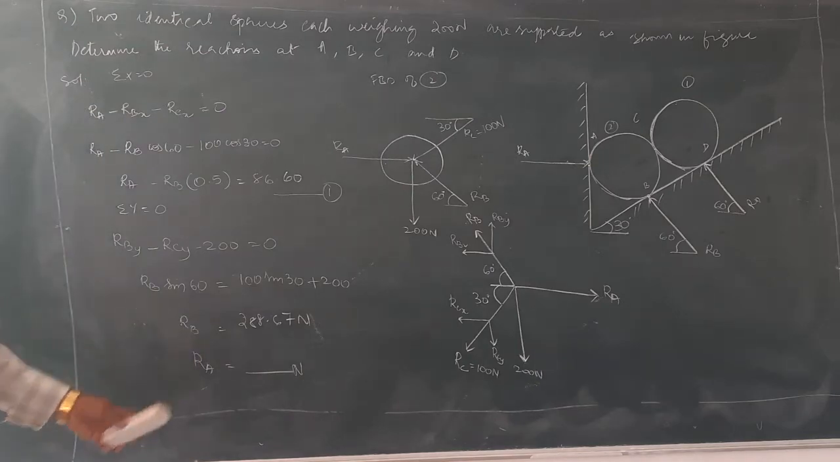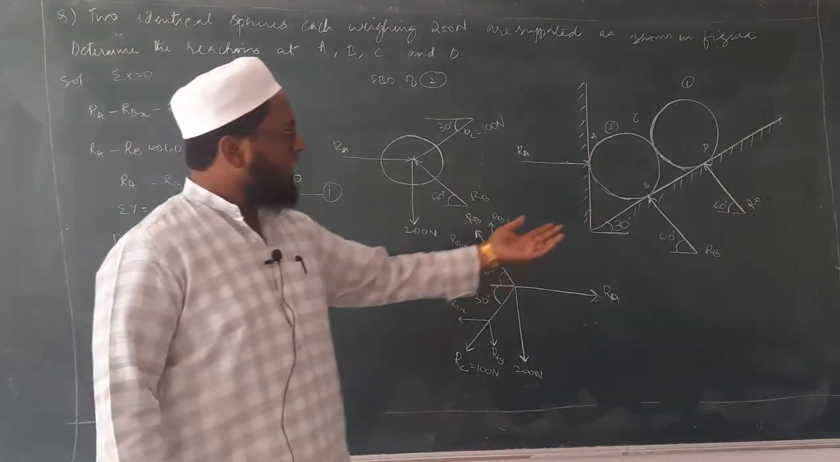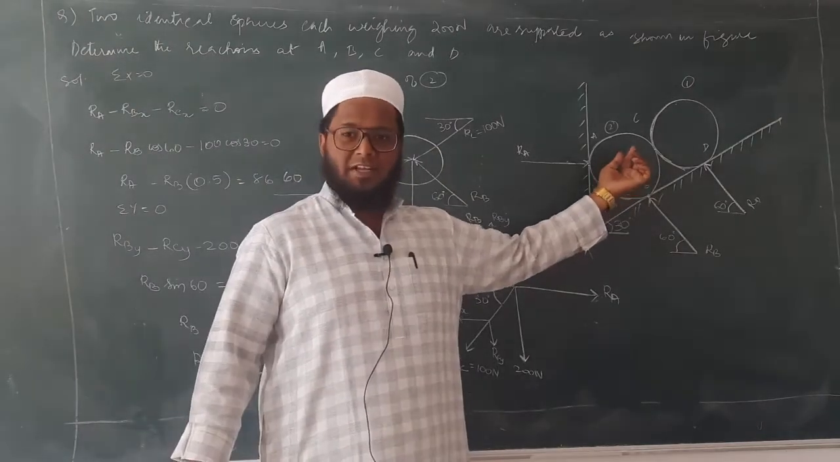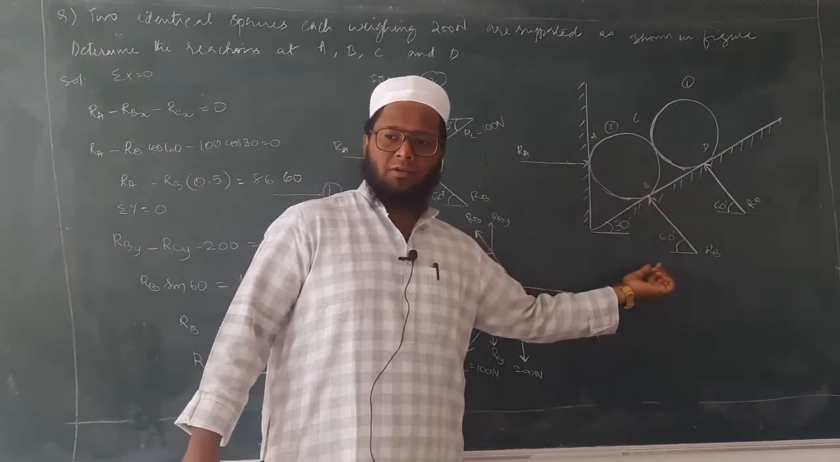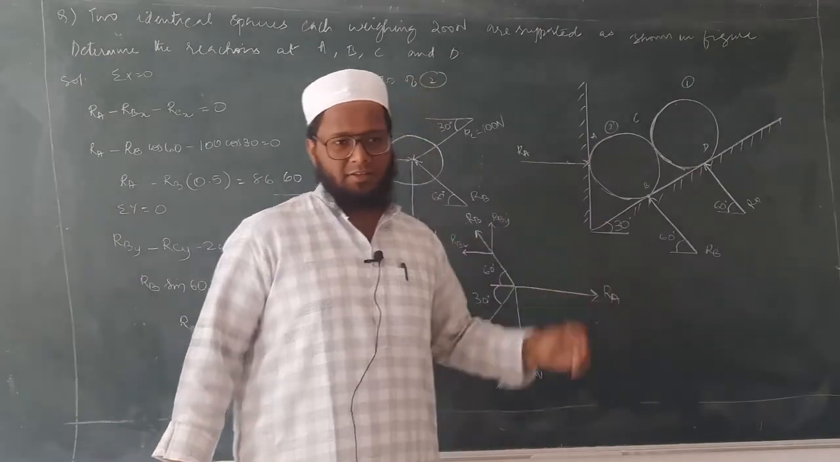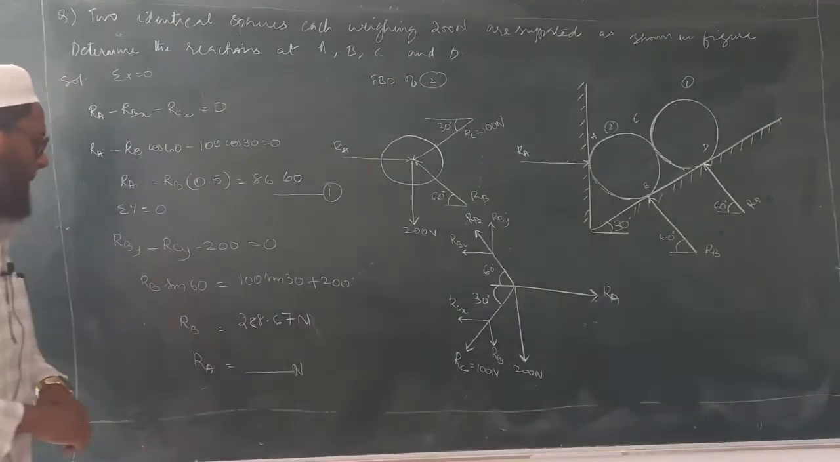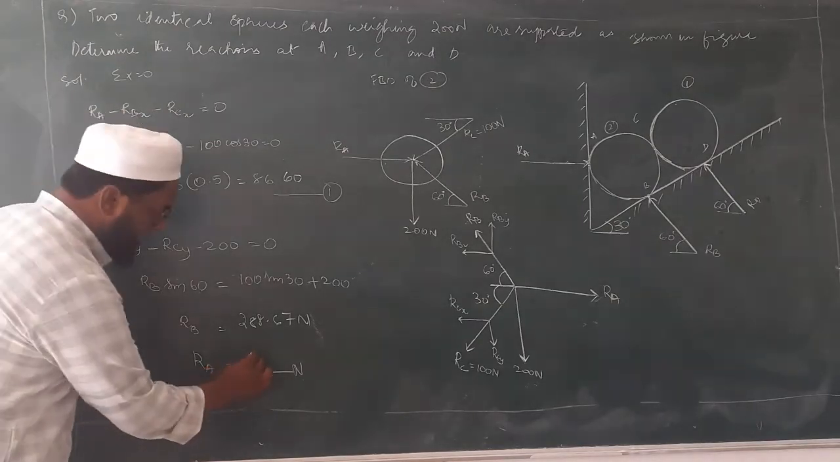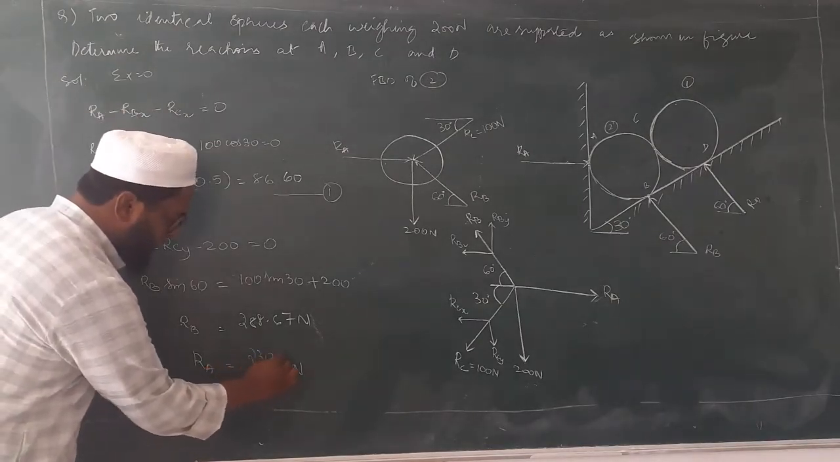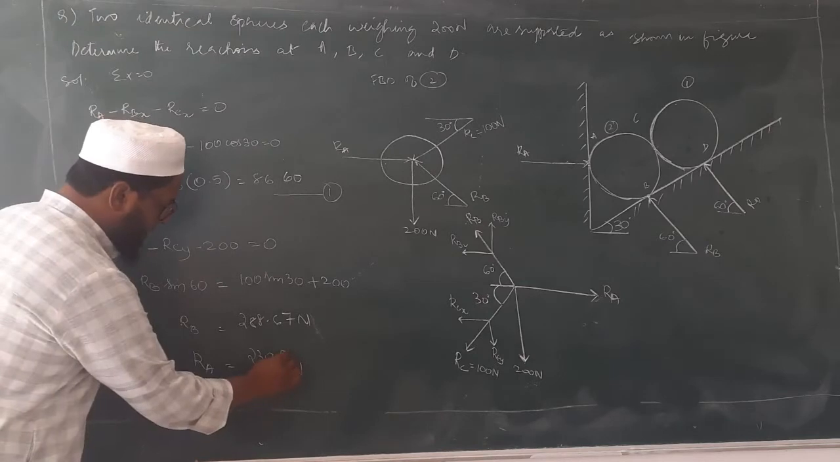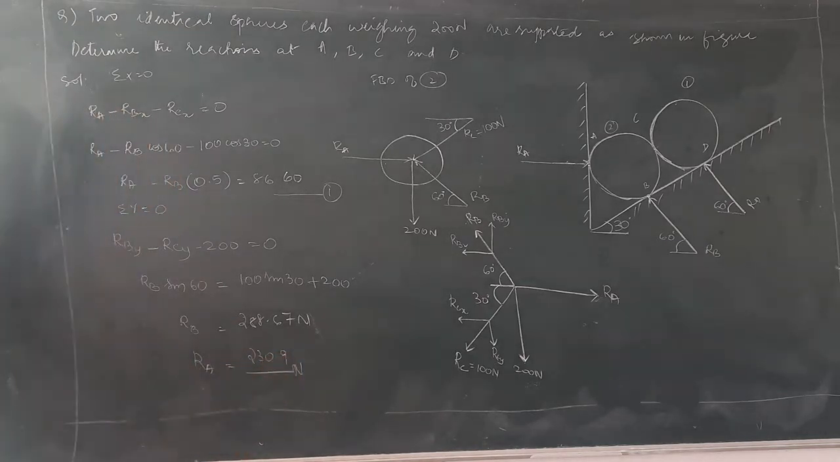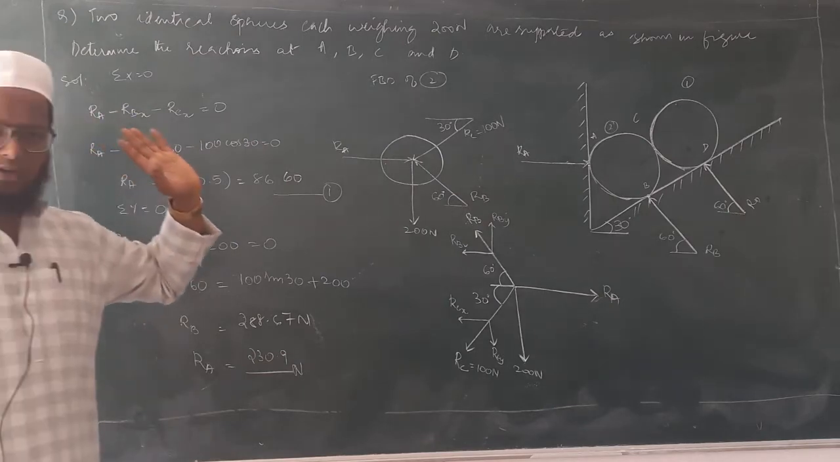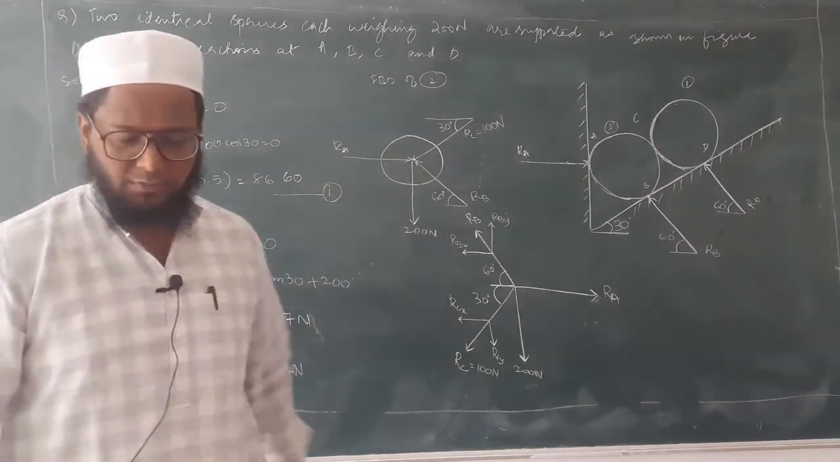Because you may not get 50. Why? Because the weight itself is 200. Weight itself is 200, and how come the reaction will be only 50? What about RA? 230.93. Yes, the same thing. 230.9391. So understood? We have calculated the values of RA, RB, RC and RD. Right, copy this down quickly.